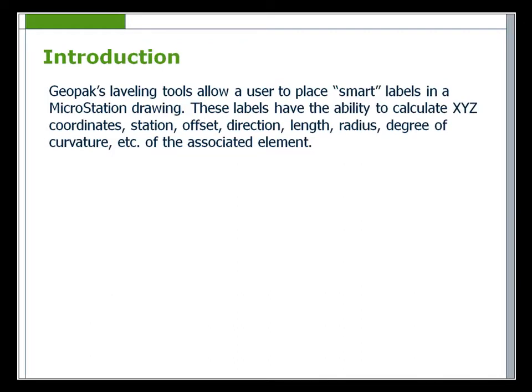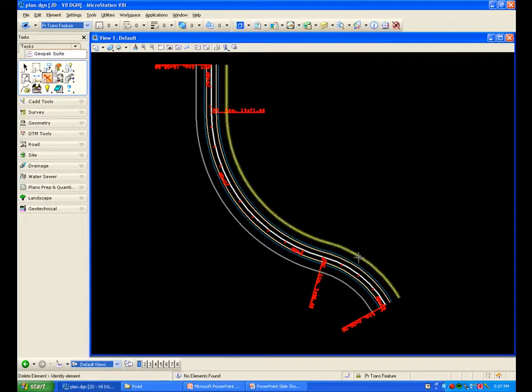The Geopak labeling tool allows the user to place smart labels, and that means these labels will derive their information from the intelligence of COGO elements like alignments, profiles, cross-sections. They have the ability to calculate XYZ coordinates, stations, offsets, elevations, directions, as well as several other different types of information. So let's go into the labeling tool, go into a MicroStation file, and see how the label tool works.